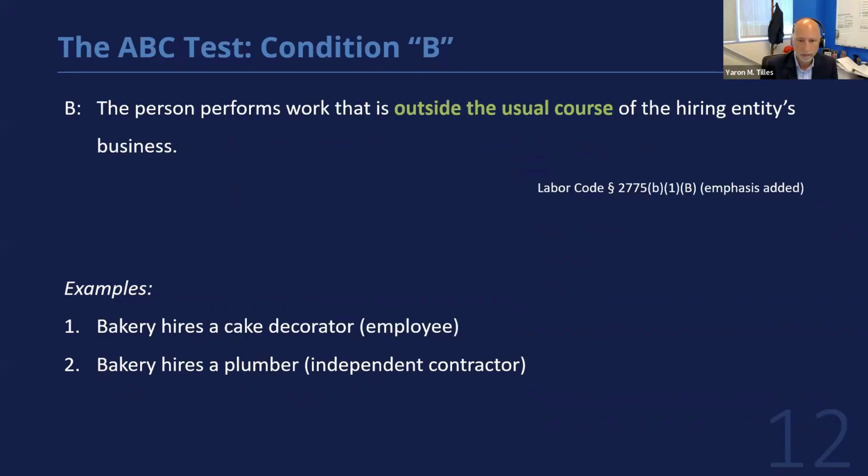Next slide. So let's talk about condition B. Condition B requires the hiring entity to show that the worker performs work that is outside the usual course of the hiring entity's business.